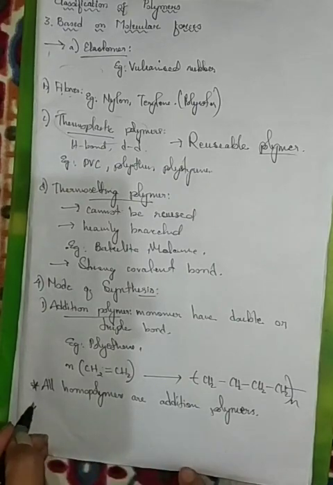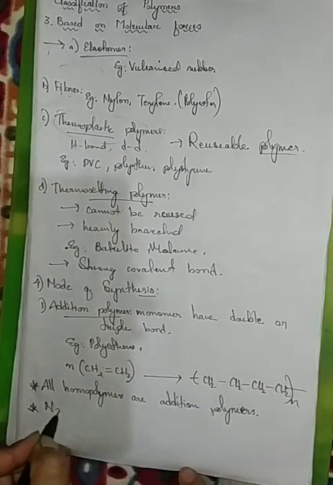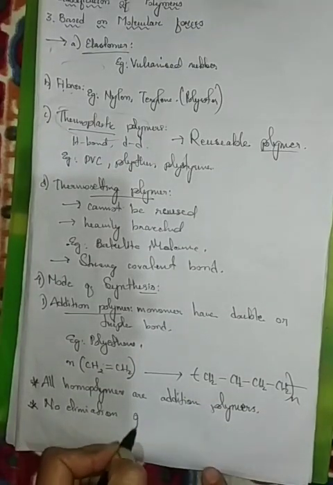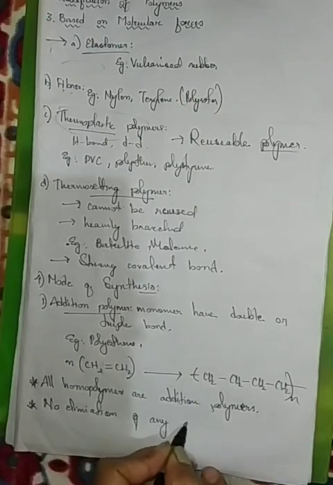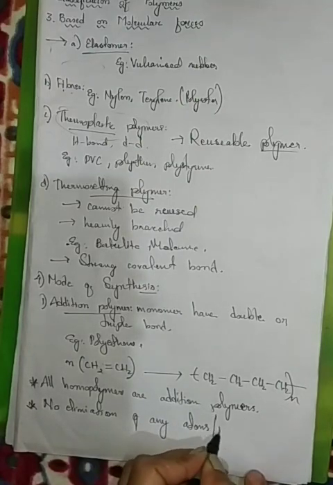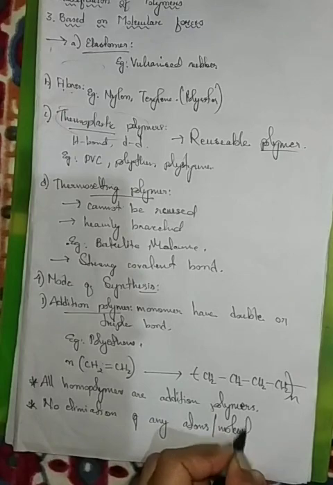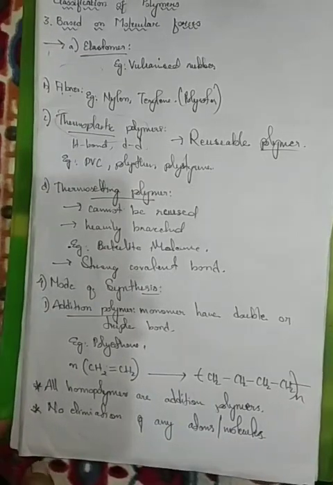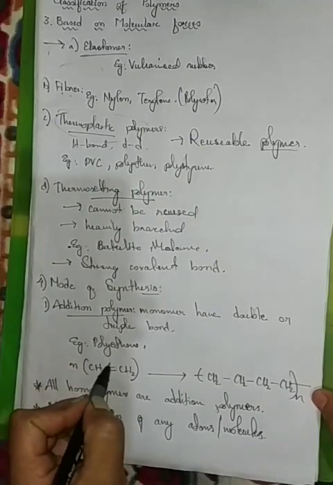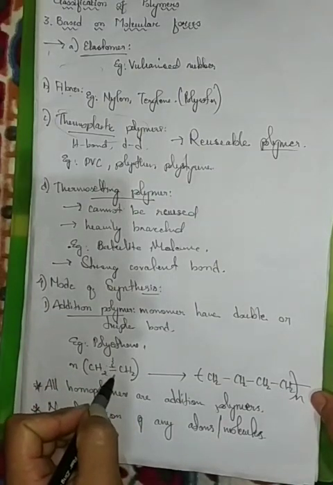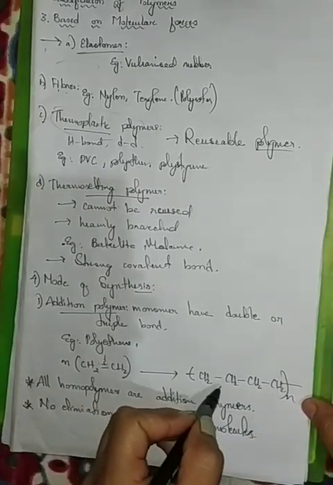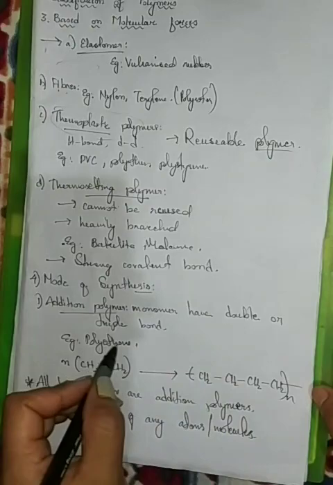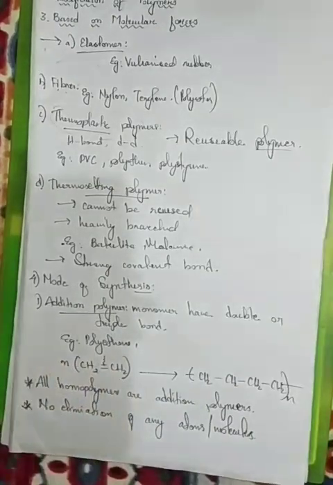And in this type of reaction, no elimination or removal of any atoms or molecules takes place. In addition polymerization, there is no removal or elimination of any atoms or molecules, but there is breakage of the double bond, and then the monomer unit goes on acting again and again to form the polymer known as polyethylene. Therefore, this is known as addition polymer.